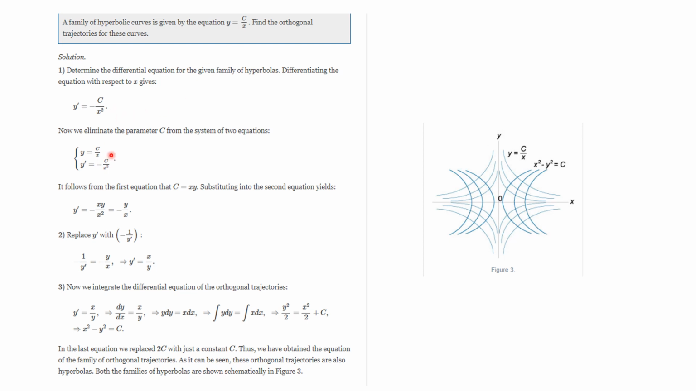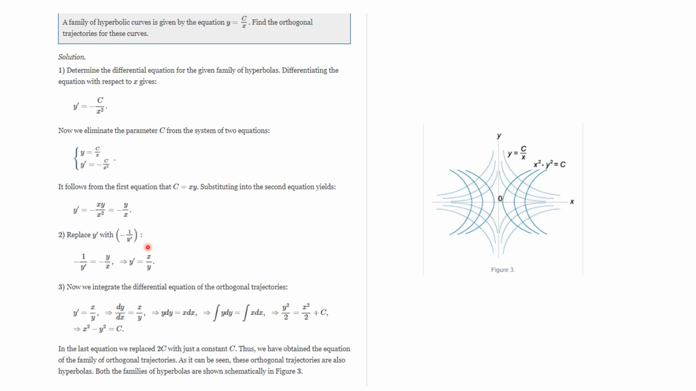So we have the original equation, we have the differential equation. Here we know that c is equal to x times y, so we substitute in and eliminate the c. This is crucial. So this is our differential equation: y prime is equal to negative y over x. And you see that is, again, a separable differential equation.